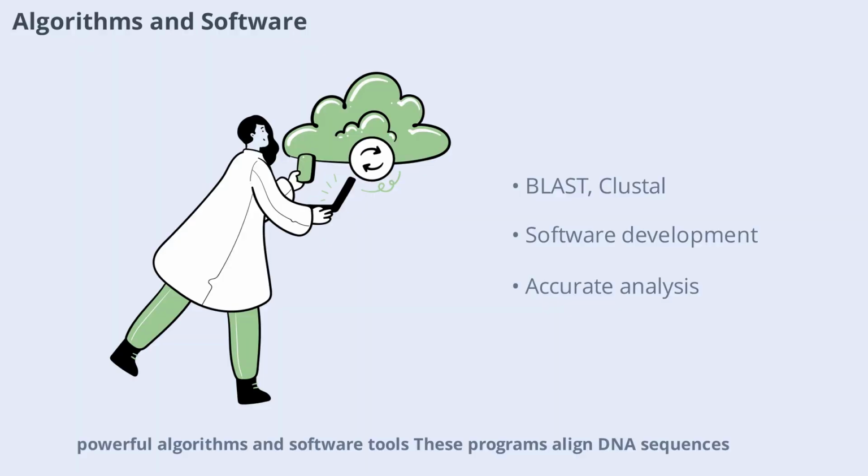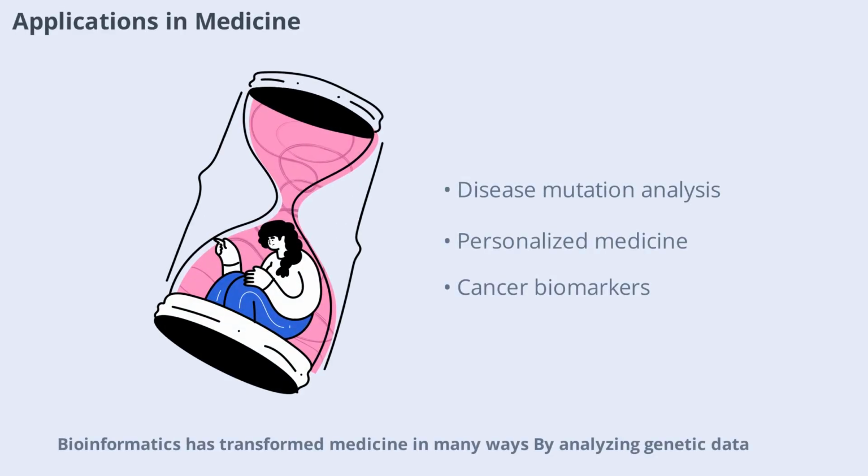Behind every bioinformatics discovery are powerful algorithms and software tools. These programs align DNA sequences, predict protein structures, and analyze gene expression data. Open-source software like BLAST, Clustal, and Bioconductor are widely used in the field. Developing and improving these tools is a major focus of bioinformatics, as better algorithms lead to more accurate and faster analyses, driving scientific progress.